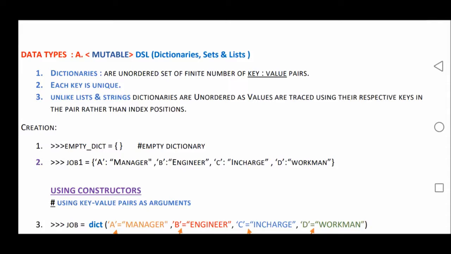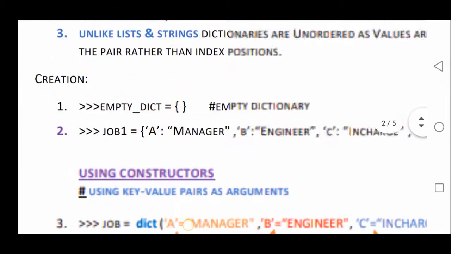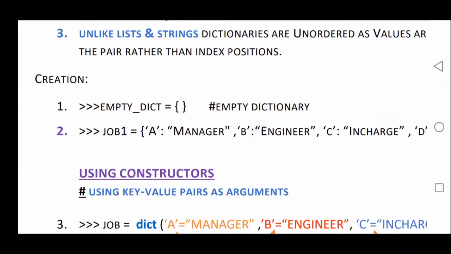Now let's see how the different dictionaries can be created, or which are the different ways. So the first example of creation is an empty dictionary. It's an empty set of curly braces. You need to remember curly brackets are used for creating dictionaries.